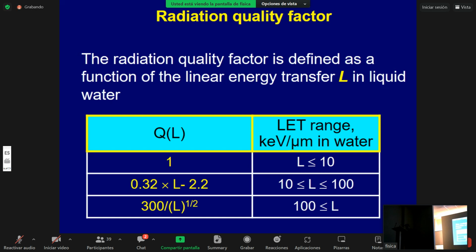Radiation quality factor is used to evaluate operational quantities in radiation monitoring. The quality factor has a functional dependence on the linear energy transfer in water. The numerical ratio between Q of L and L was defined by the ICRP in the 1990 recommendations and is shown in this table.